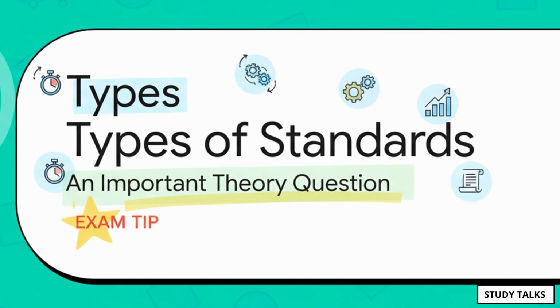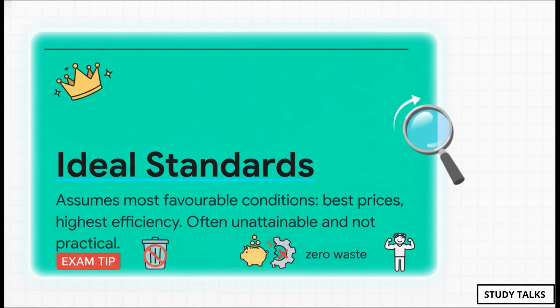Okay, so now we know what standards are and why they're so useful. But did you know there are different types of standards? You've got to know the difference between them, so pay close attention here. This is a very, very common theory question in the exam. First up, we have ideal standards. Think of this as the perfect world scenario. The best prices, machines that never break down, workers who are 100% efficient, you get the picture.